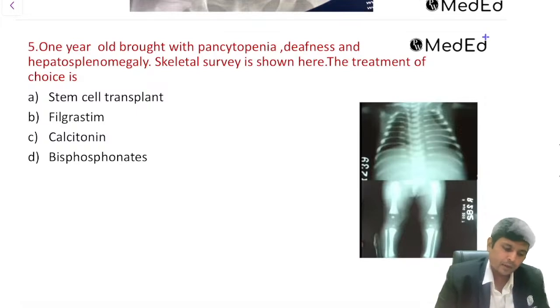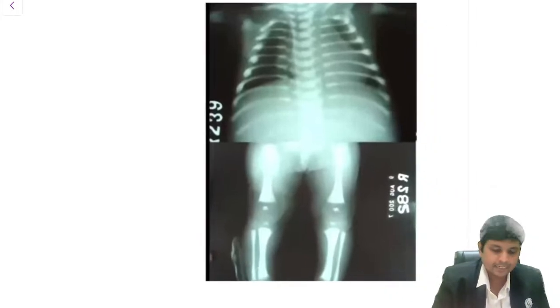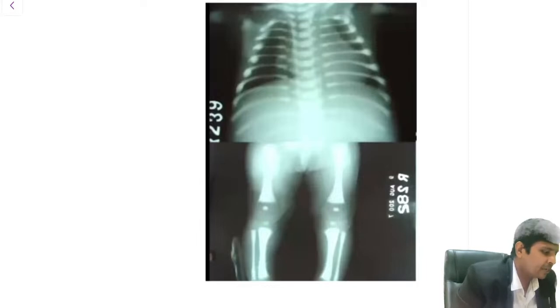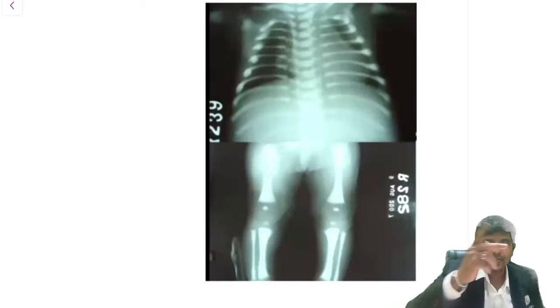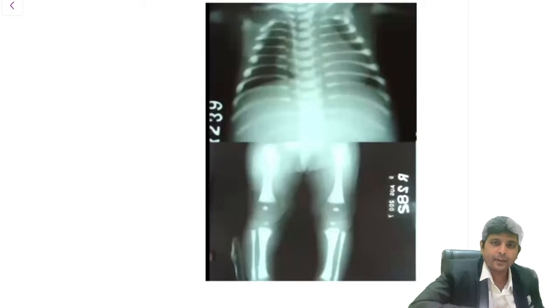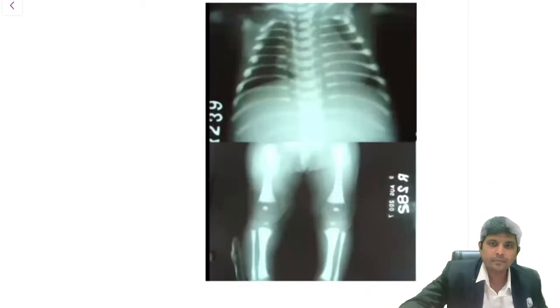Now what is this? A 1-year-old brought with pancytopenia, deafness and hepatosplenomegaly. Skeletal survey is shown here. The treatment of choice is stem cell transplant, filgrastim, calcitonin, or bisphosphonate. So what is the spotter? Let me wait for your answer in the chat. Is there any clue here?